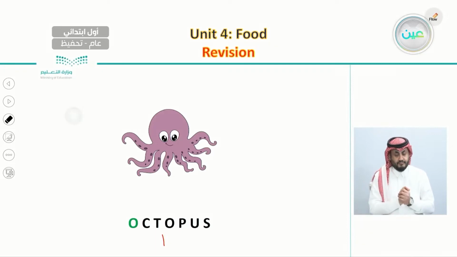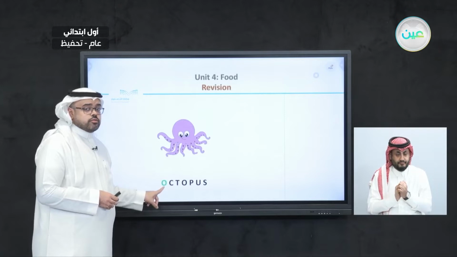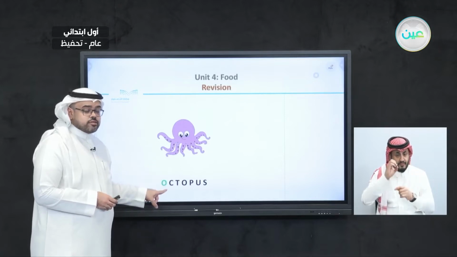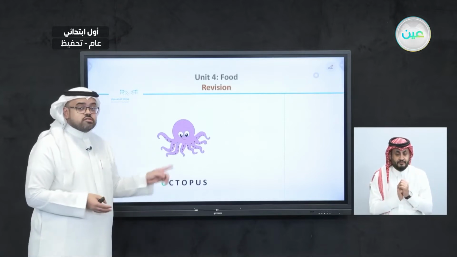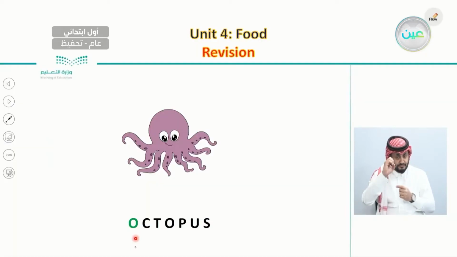Octopus. Say with me. Octopus. Very good. This animal is an octopus. So octopus, as you can see here in green, starts with the letter O.